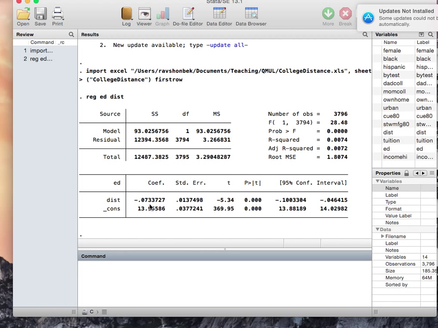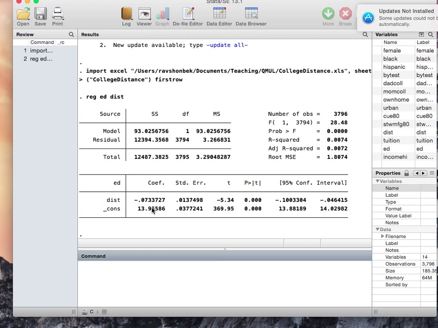Now, formally, it looks like an extra 10 mile increase in the distance would result in a reduction of your education by 0.07 years. So times it by 12 to get months, so you will get that result. Okay, now we could try and add some other variable, to see if we are suffering from omitted variable bias.